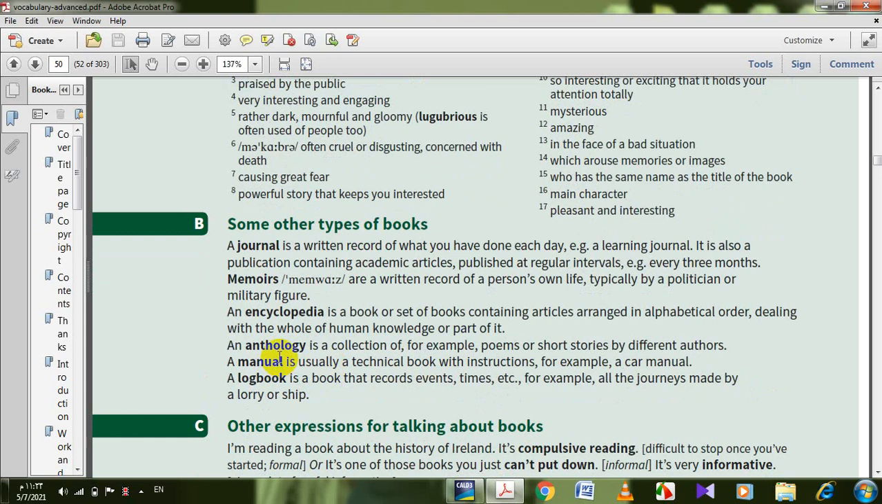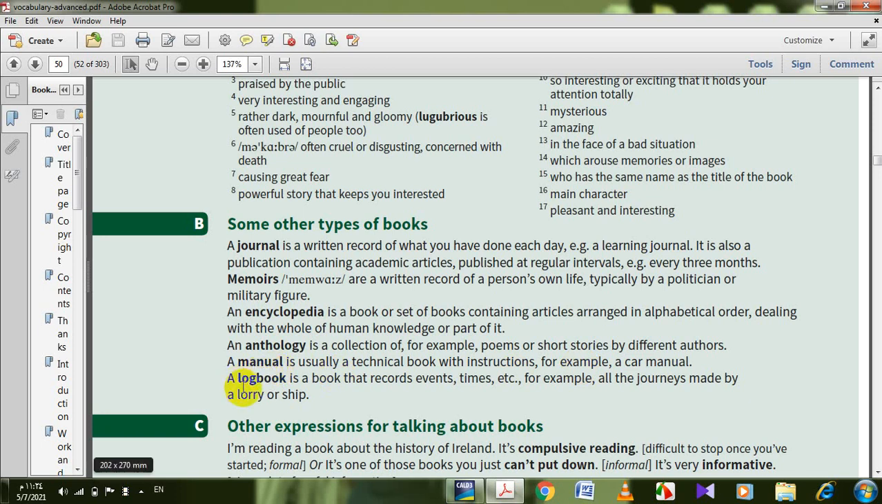Next we have anthology, مقتطفات أدبية توضع في كتيب مثلا أو في كتاب. Anthology is a collection of, for example, poems or short stories by different authors. A manual, الدليل الاستخدام, is usually a technical book with instructions, for example, a car manual. Okay, car manual. دليل الاستخدام.